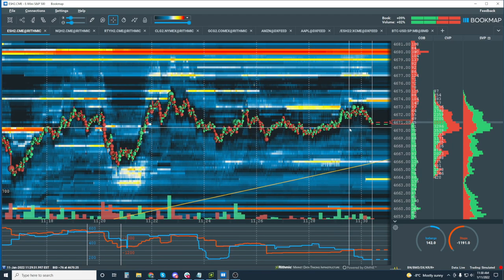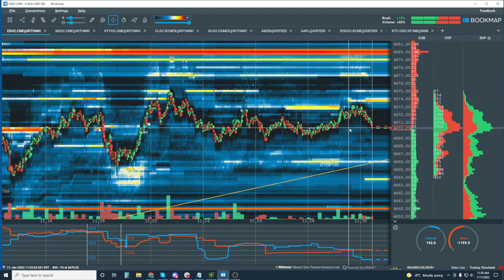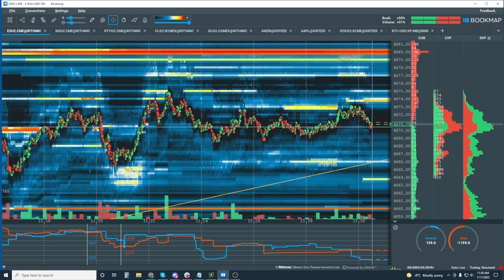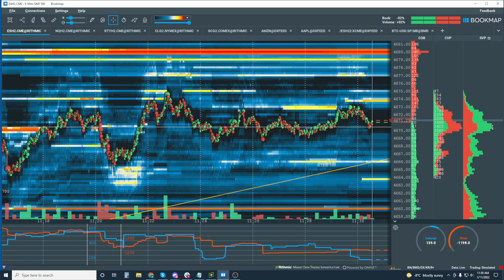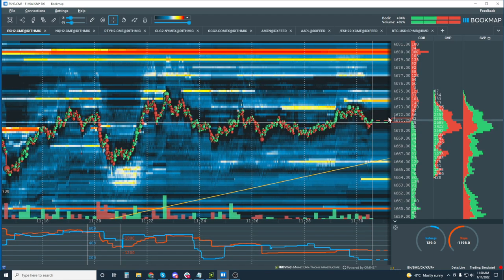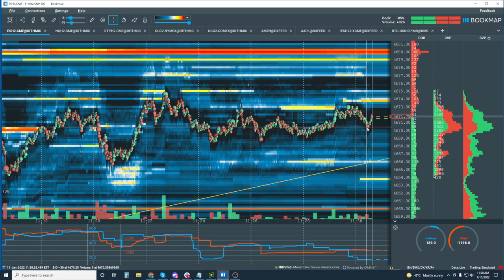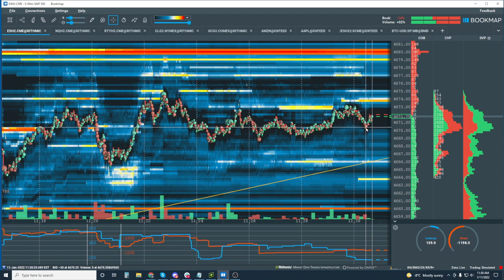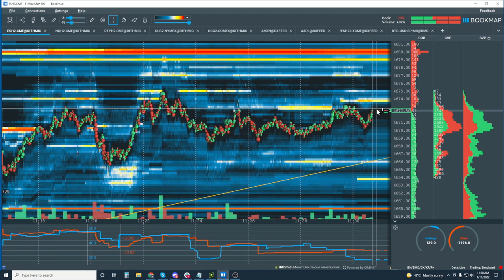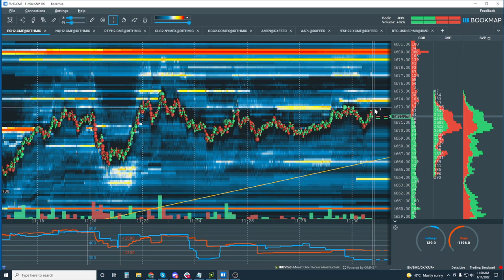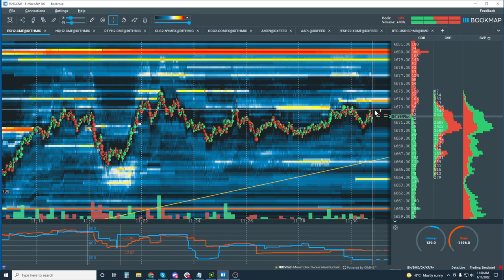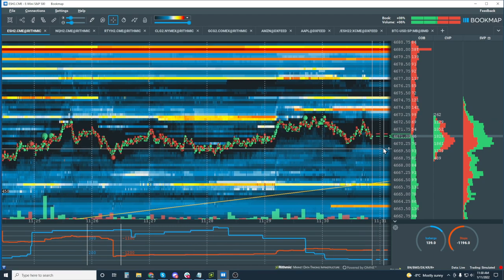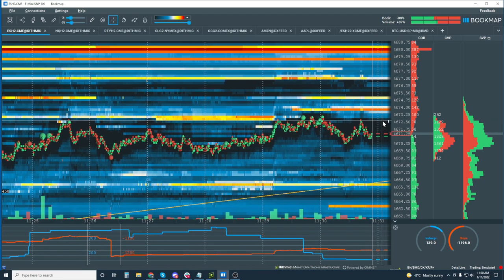At least the first one is here, 70, back to this high or point of control, high volume node. Okay, now we'll see if it's going to accept or reject. Okay, it's rejecting off of it. Now, do we get buyers back up here again? Okay, let's see. One more movement. No, not yet. One more rotation.